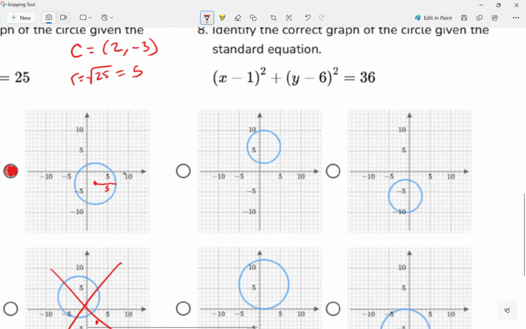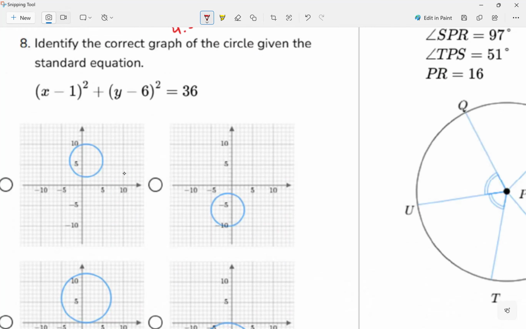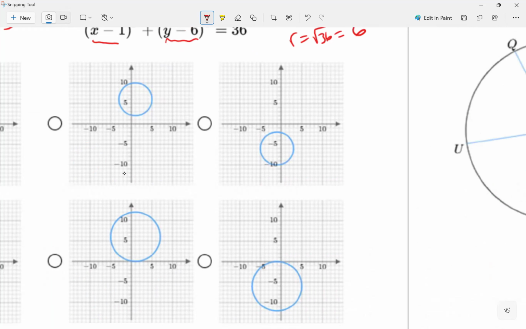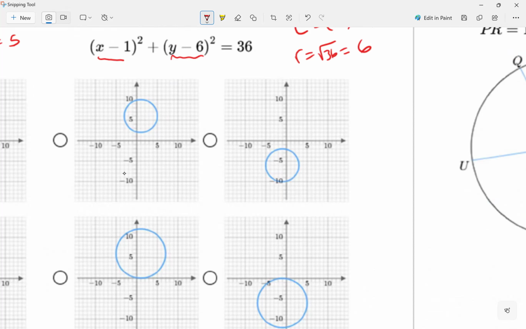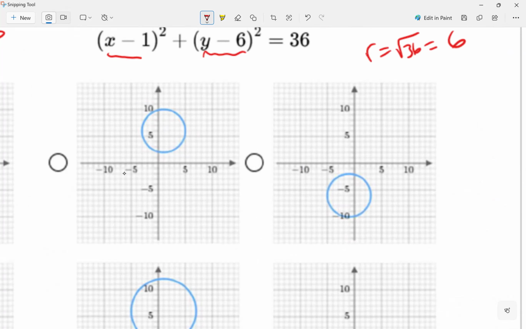Okay, let's take a look at question number 8. Let me find the center of my circle. My center of the circle is going to be 1, 6. Remember, for my x, I changed the sign. So instead of negative 1, I wrote positive 1. For my y minus 6, instead of minus 6, I wrote positive 6. Got to switch the signs. The radius is going to be the square root of 36. So I know that's a 6. So my center is 1, 6. The radius is 6.